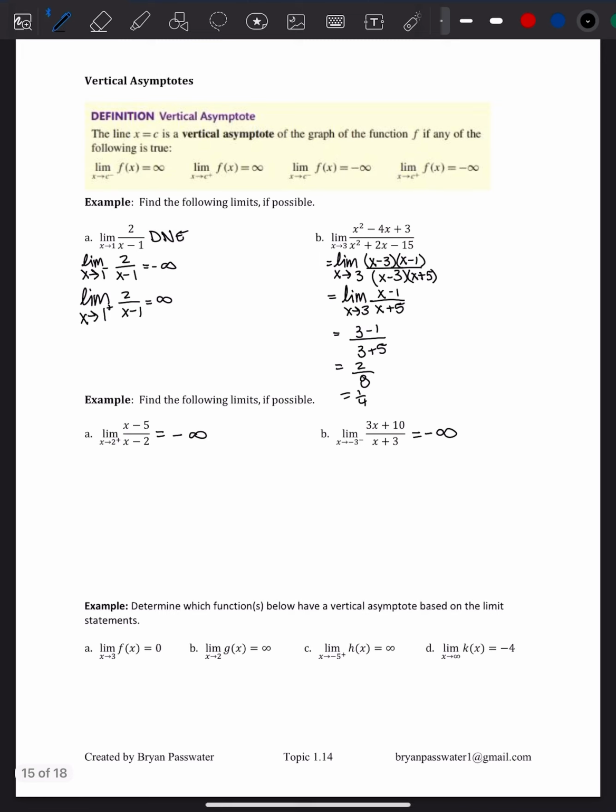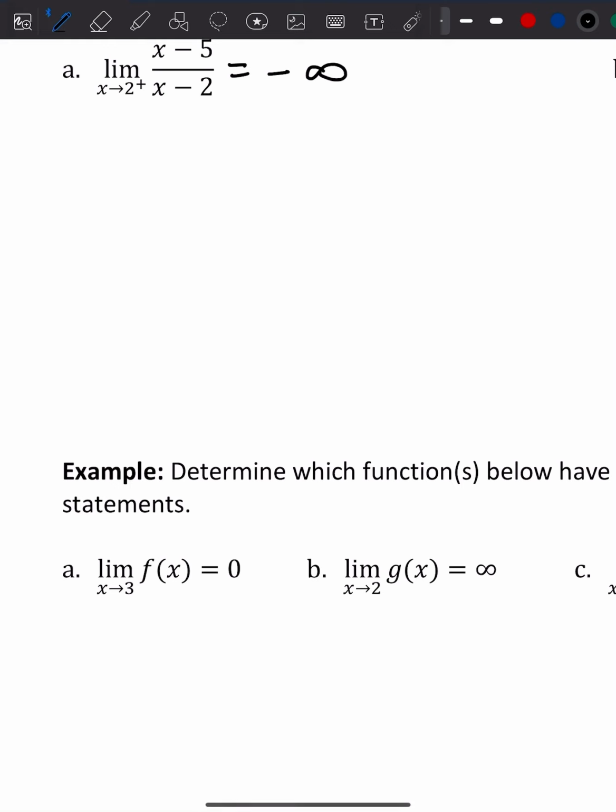Determine which functions below have a vertical asymptote based on the limit statements. So just keeping in mind when we're talking about this, we want to look for things that have us going towards infinity for our y value. If I look at this first one, the limit as x approaches 3 of f of x is equal to 0. This is giving us a specific x and y value.